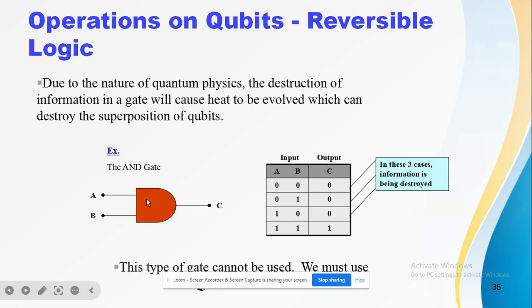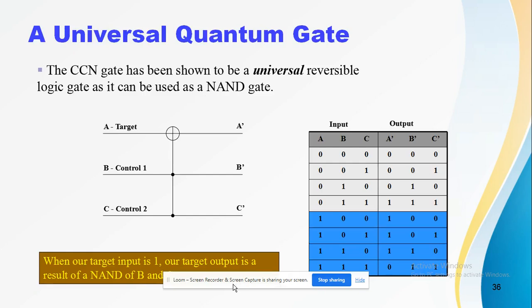The operations on the qubits should be reversible. Here, a gate like the NAND gate, which is not reversible, cannot be used. So we must use only the quantum gates in the quantum circuits. Here is the universal quantum gate. That is, CCNOT is considered to be the universal reversible logic gate and it can be used as an AND gate.